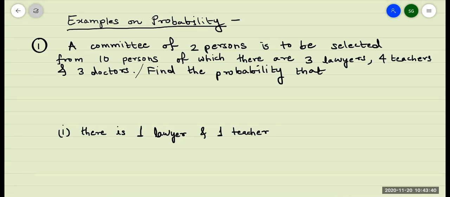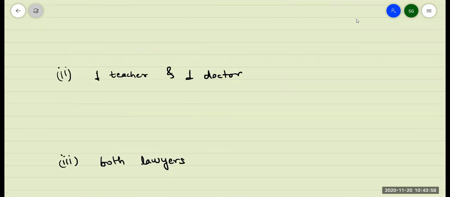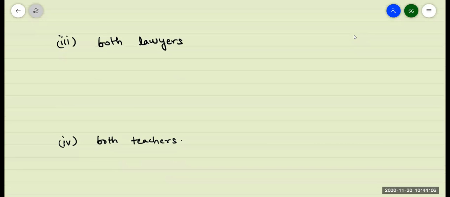I have left some space in between so that the solution can be fit in the space there itself. First question, or first event, there is one lawyer and one teacher. And then the second question is find the probability that there is one teacher and one doctor. Third is both lawyers. And fourth is both teachers. Okay.